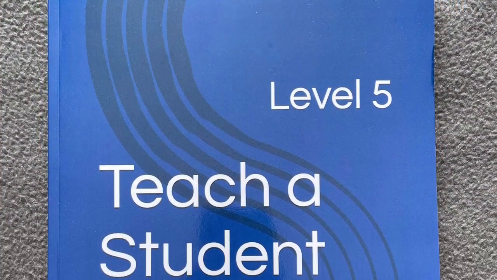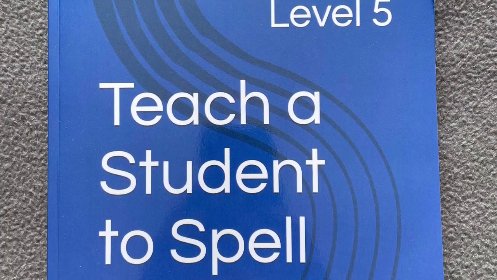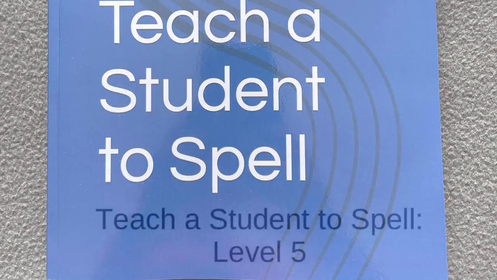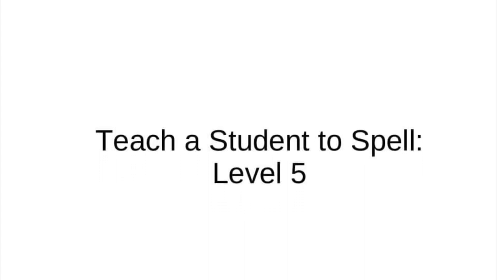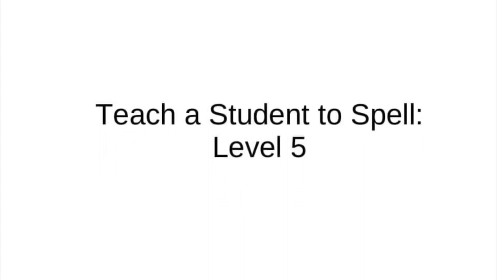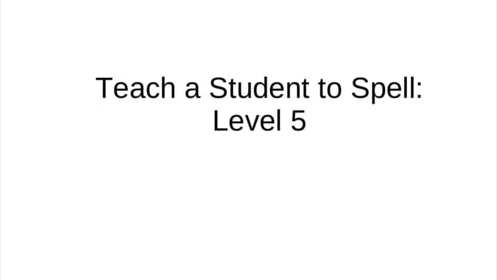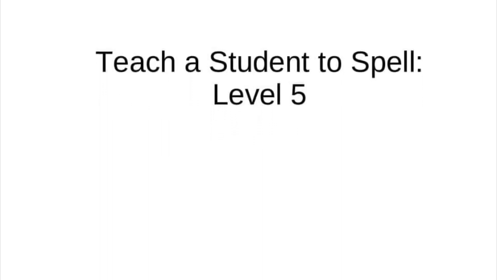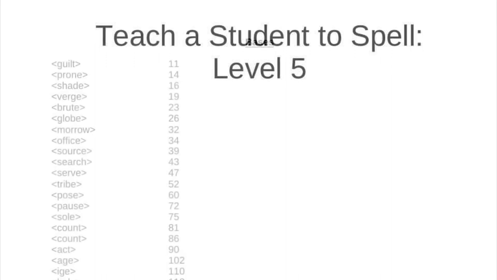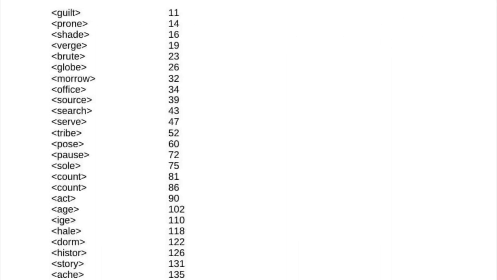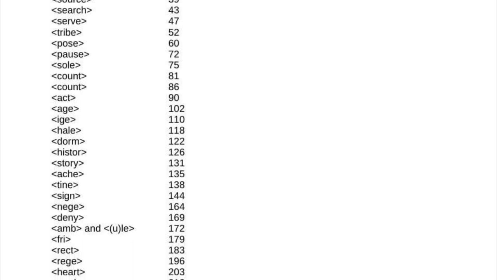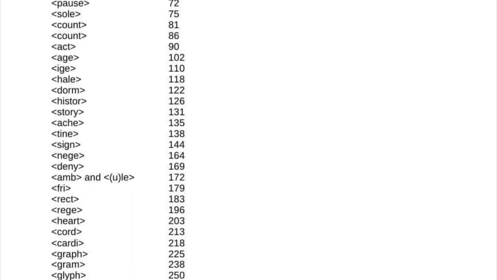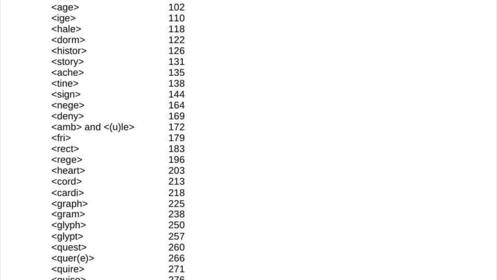How to use Teach a Student to Spell, Level 5. Teach a Student to Spell is the follow-up workbook series to the Teach a Student to Read reading program, which strives to teach students accurate and complete information about the English spelling system. Level 5 consists of 36 lists of 1 to 4 bases each. The number of bases in each list depends on the size of the word family.